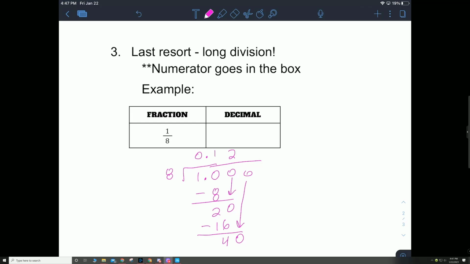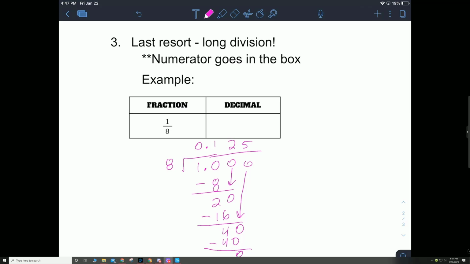8 fits into 40 exactly 5 times. 8 times 5 is exactly 40. Remainder of 0. There we go, 0. So the decimal is right here. This is the quotient, 0.125. So this can be a way you can get the answer from a fraction to a decimal. All right, it's a last resort, though. Only use it for trickier ones.